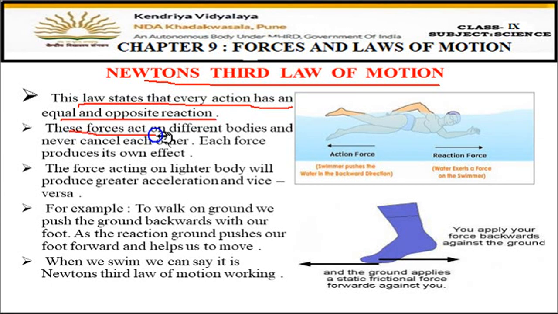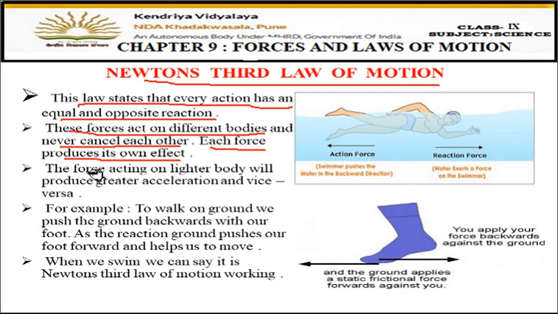Now, these forces act on different bodies. So for the third law of motion, there must be two bodies, two objects which are interacting with each other. One will do action on the other and the other one will do equal and opposite reaction on the first one. But these forces never cancel each other. Action and reaction will be opposite to each other, but they are not cancelling each other's effect. So you have to remember that they never cancel each other, but each force produces its own effect. Every action has its effect on the other body and the reaction also has its effect on the first body.